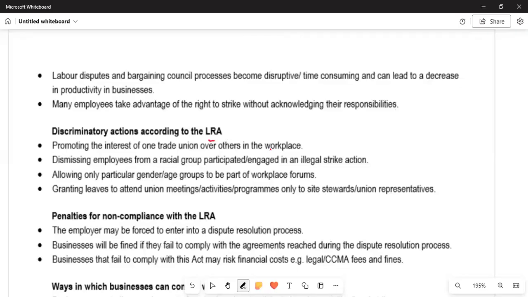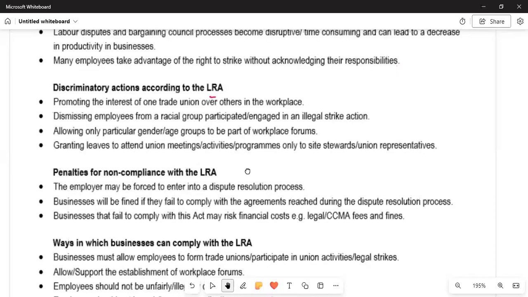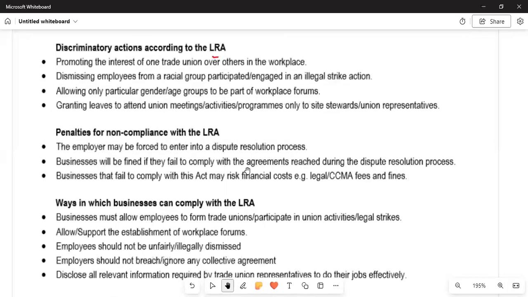And number two, dismissing employees from a racial group that participated or engaged in the illegal strike action. And then they allow only a particular gender group to be part of the workplace forum. And then they grant leave to attend union meetings, activities and programs only to the shop steward or the union's representatives. And then it can be for 8 marks. If we are moving on, there are the penalties for the non-compliance, which we did previously.